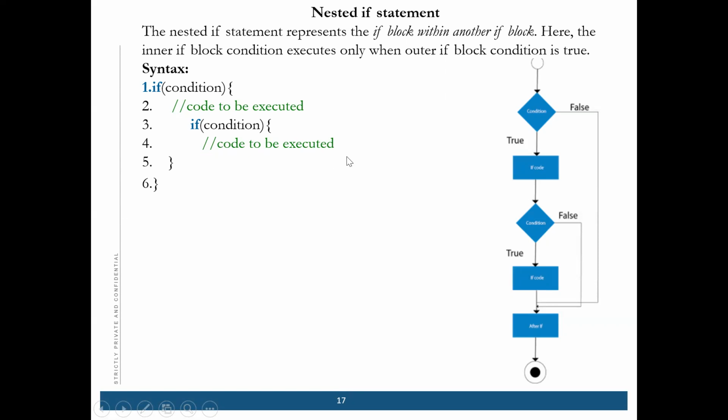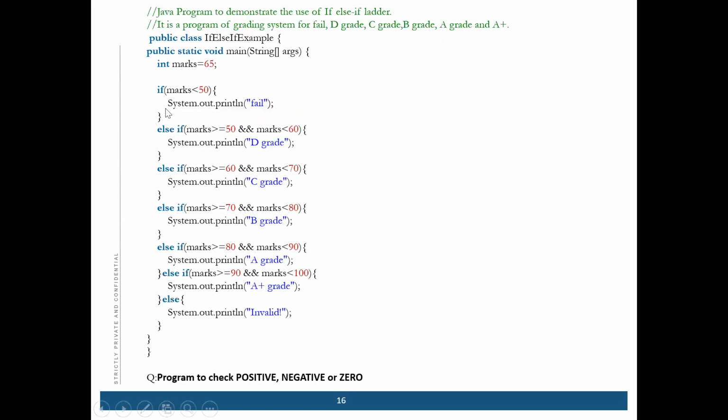Actually, it will check the first condition. If it's true, then it will check the second condition, and if it's true, then the third, and so on. Mostly it is two if conditions only, not more than that. Then you can have an operator like this, and. Shall we use it? Yeah, that also is possible.